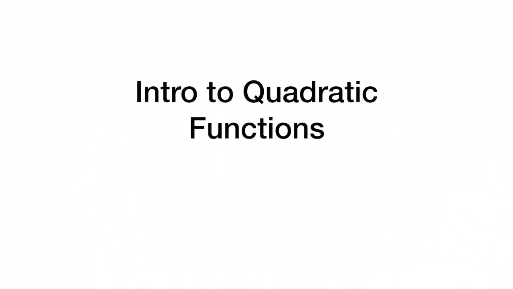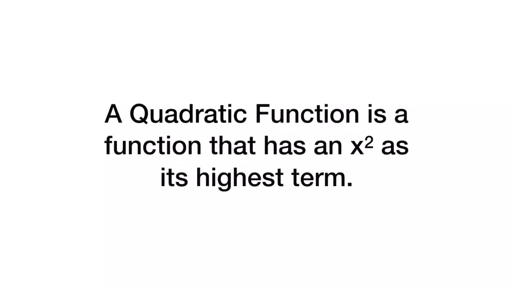So for today we're going to be talking about quadratic functions. Now, a quadratic function is a function that has an x squared as the highest term. That means there can be no x cubes or x to the fourth powers. It can only go as high as x to the second power. The coefficient with the x squared does not have to be the largest term, just that the largest term is an x squared.